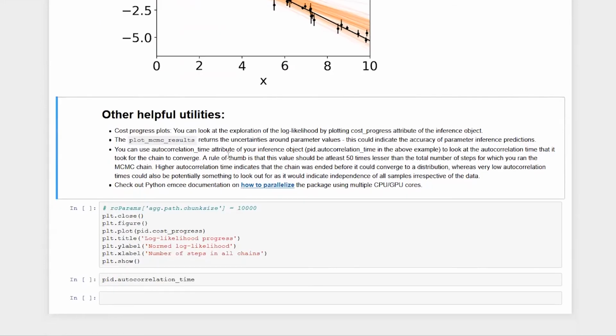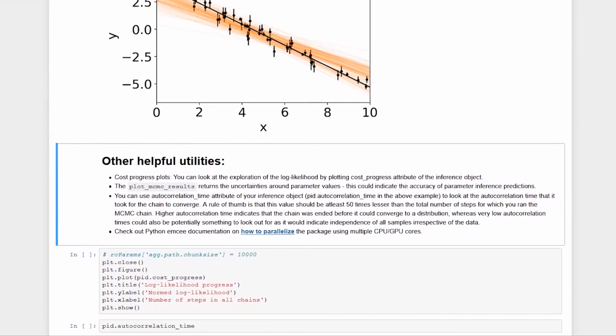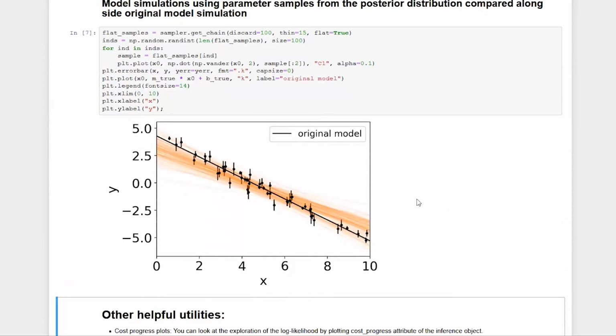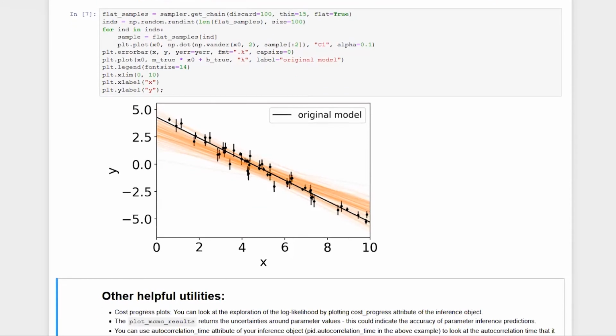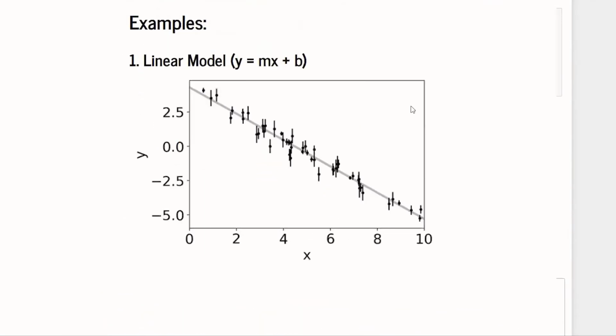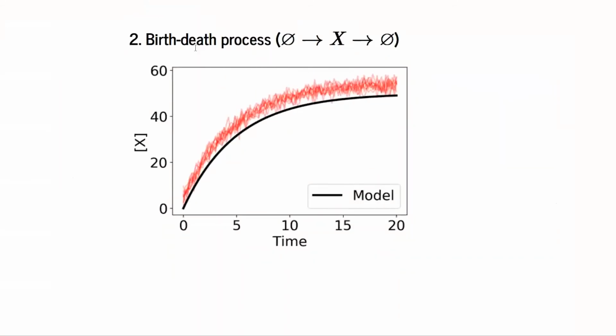You can read up more utility functions that are available, and that's it. We can quickly go through the other examples. I know we are late on time, but that's fine. We can go through the other examples quickly now. Yeah, so we were at the linear model. We did this already. Now let's look at a birth-death process.